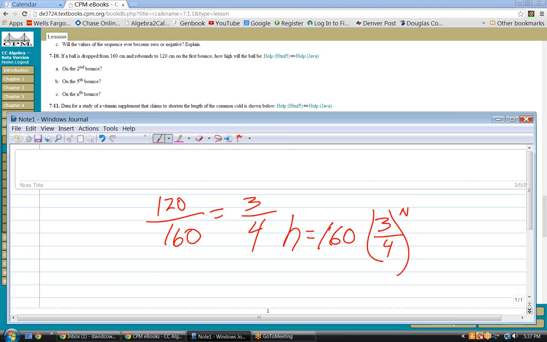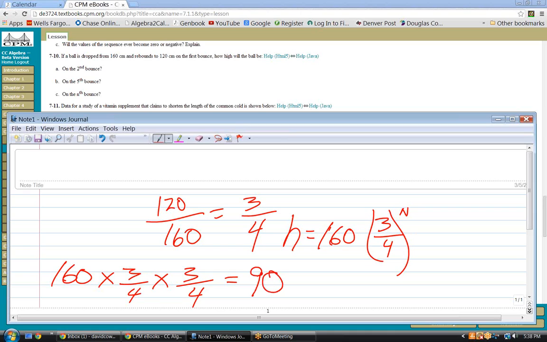In other words, on bounce 1, n is going to be 1. We're going to have 3/4 times 160, which will give us the 120. On bounce 2, it would be 160 times 3/4 times another 3/4, which is going to be 3/4 of 120, which would be 90. So on bounce, do you have your calculator? Yeah. Okay, go ahead and calculate what the 5th bounce would be.